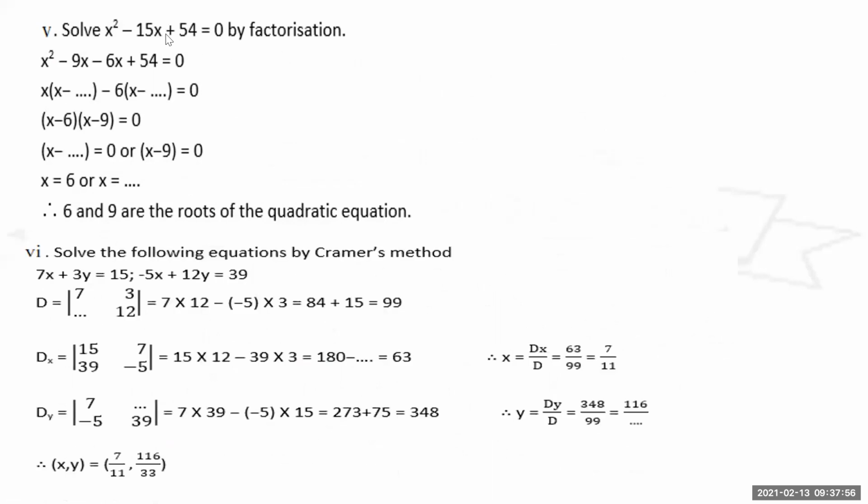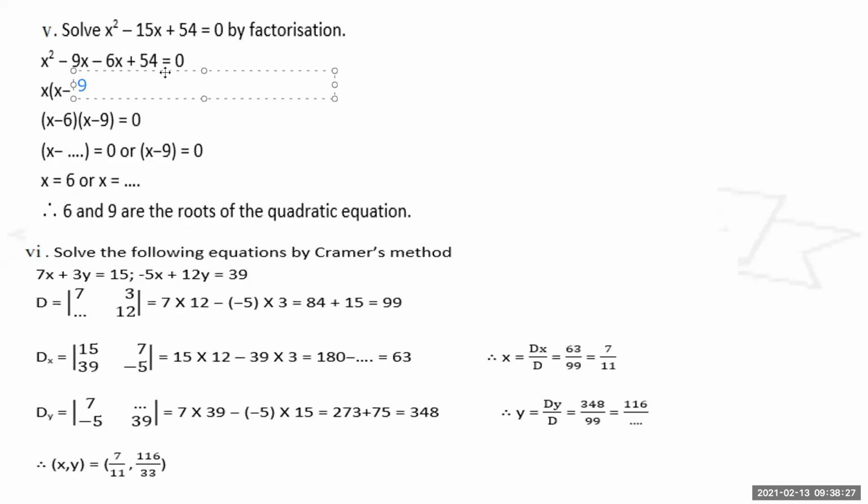Solve x square minus 15x plus 54 equals 0 by factorization. So this kind of questions you will get, and they'll ask you to complete the blanks over here. Now x square minus 9x minus 6x plus 54 equals 0. From these two, x square and 9x, x is coming common. So here you will be left with x minus 9.